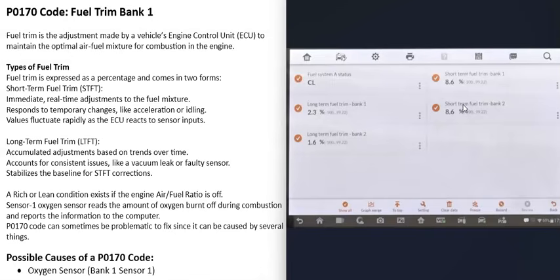But the long-term fuel trim is just an average of a longer time period. So like over days or something like that, it's going to calculate all the short-term fuel trims and just average them out. So for example, if that short-term fuel trim is constantly running lean, then that's slowly going to affect the long-term fuel trim, but it's going to take a longer time period for that to happen.